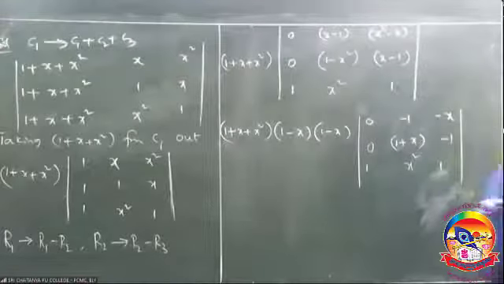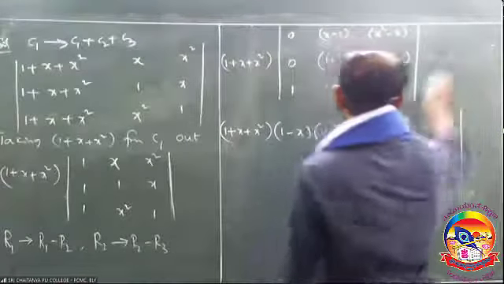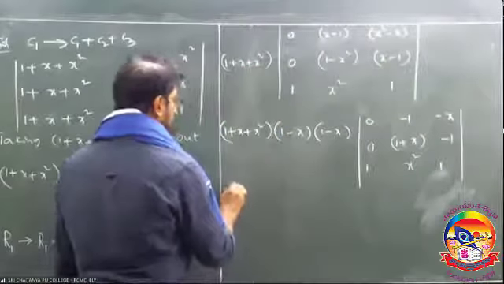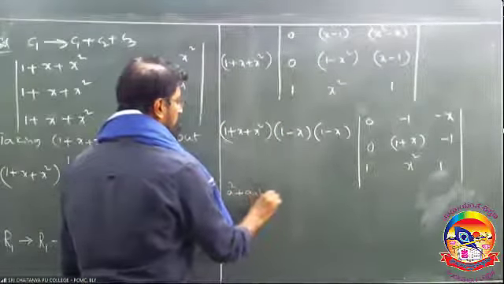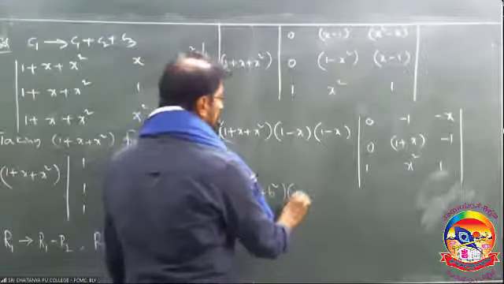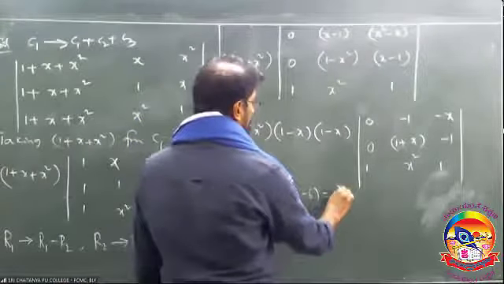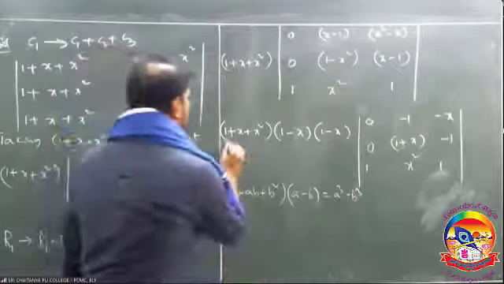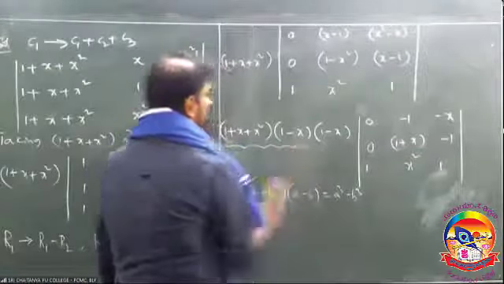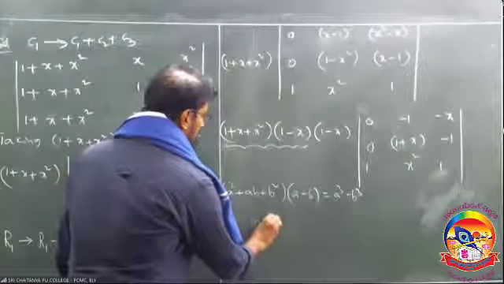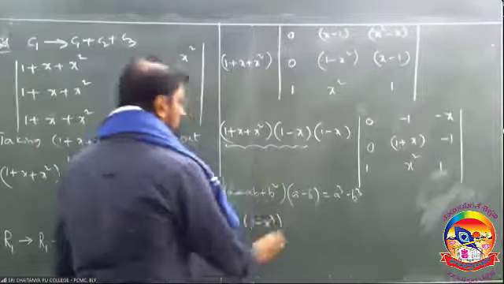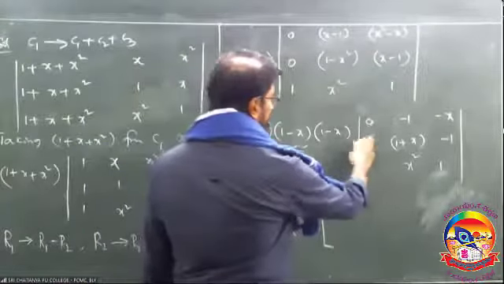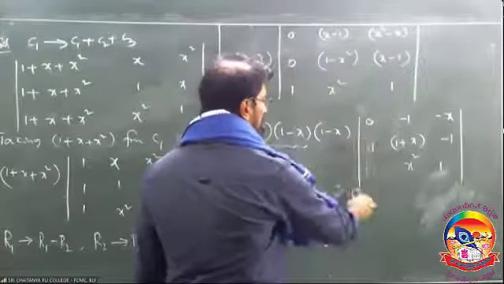Now you are having one formula. What is that formula? I am going to write here. A square plus AB plus B square into A minus B is equal to A cube minus B cube. Am I right? So, instead of only this part, you can write 1 minus x cube, okay, into 1 minus x into that of this, expand this determinant by using column number 1.